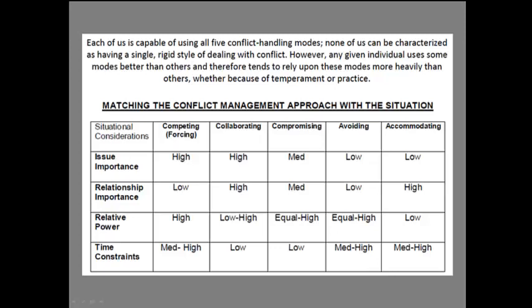Each of us is capable of all 5 conflict handling modes, but we tend to go with the one that is part of our makeup. And so what we need to do is learn to identify when we need to move out of our pattern and use other conflict solving issues. And so we have situational considerations, and you have the higher, the medium, and the low in terms of the relationship. And again, remember, it's issue importance, relationship importance, power importance, and time. Those are the 4 components of every conflict: issue, relationship, relative power, and time constraints.